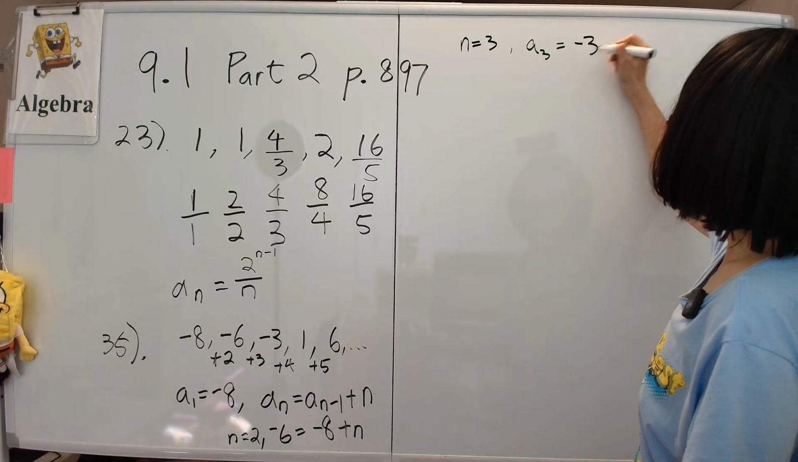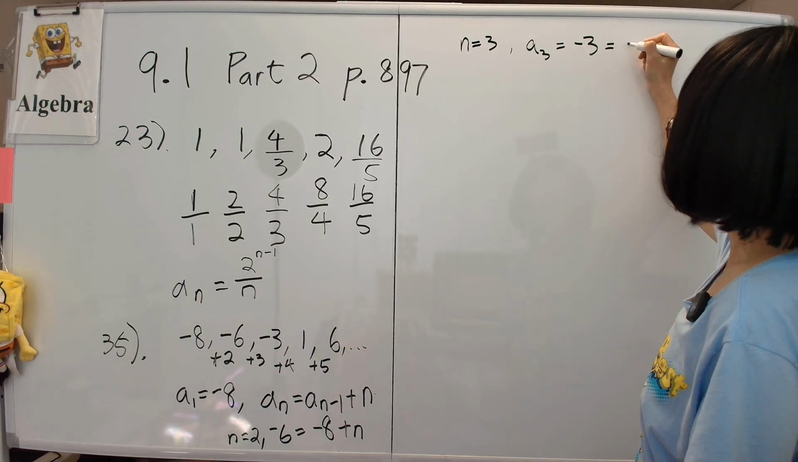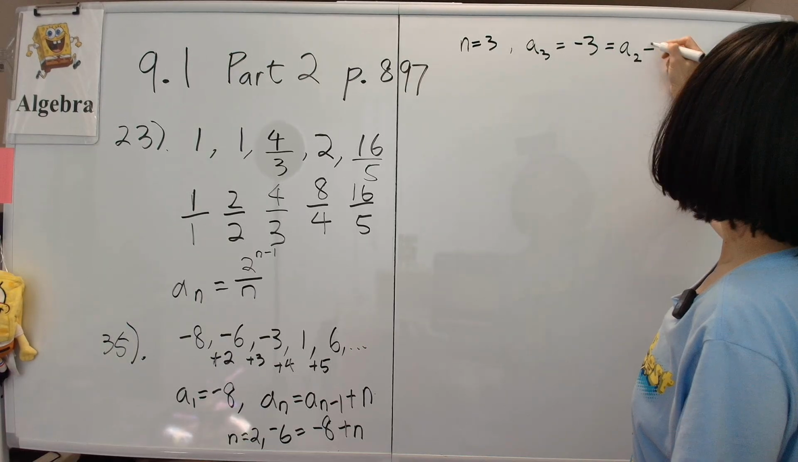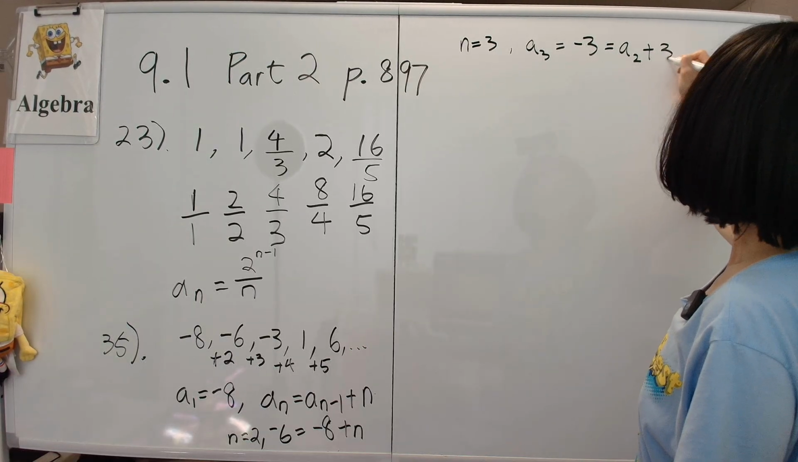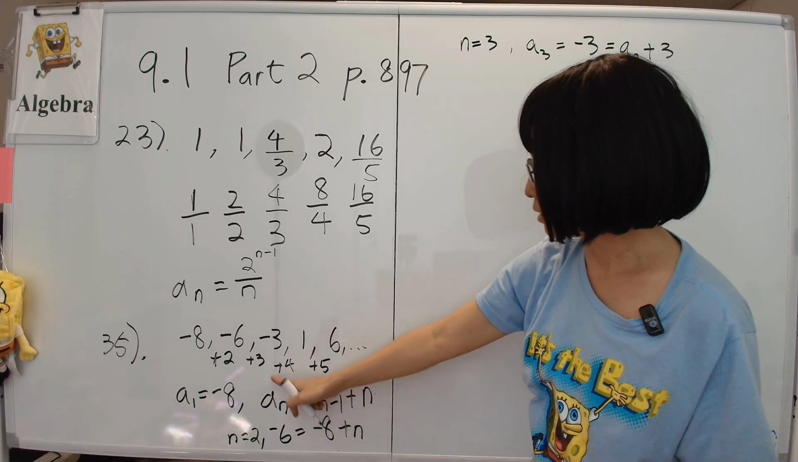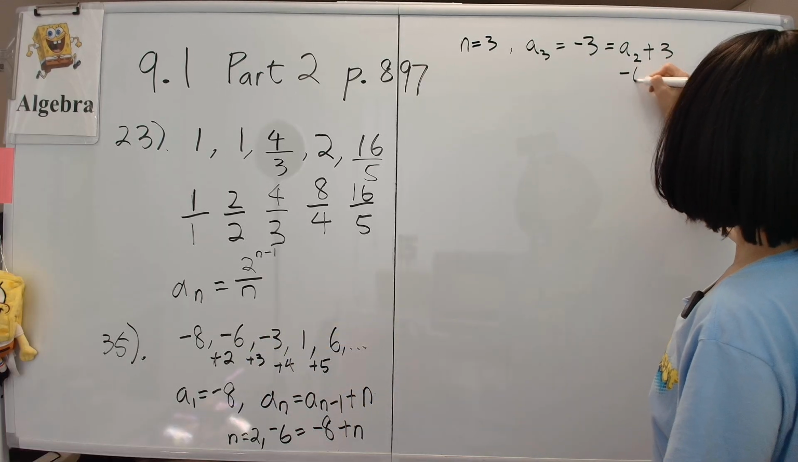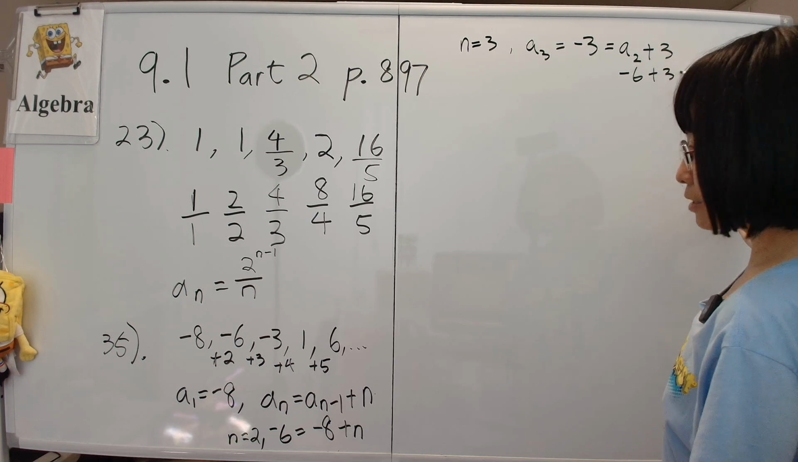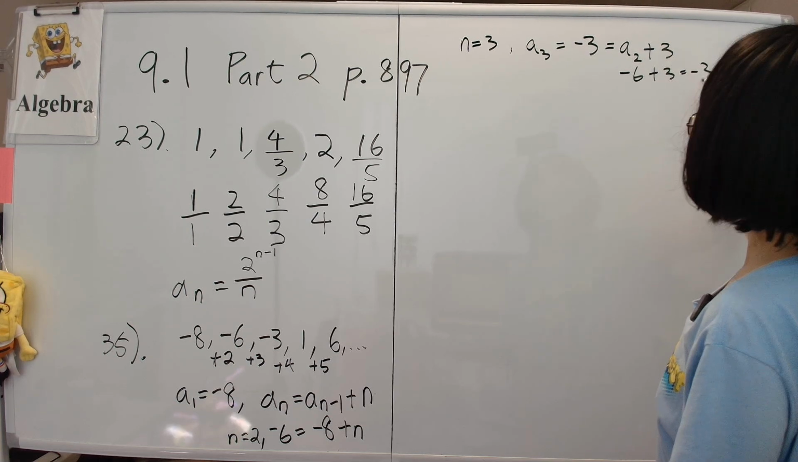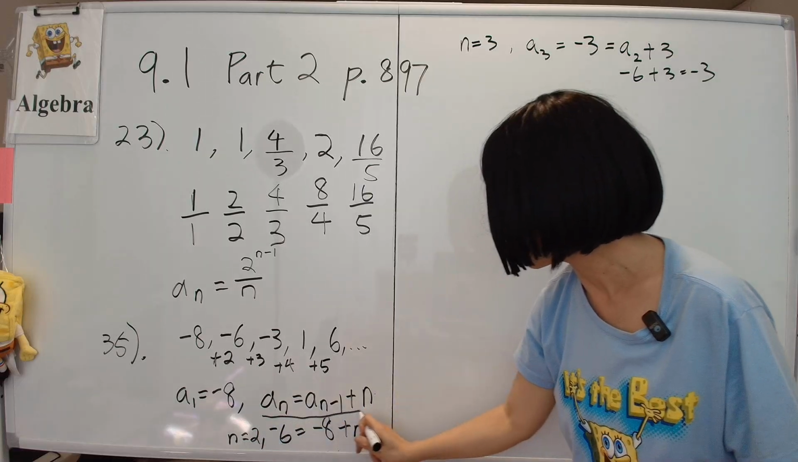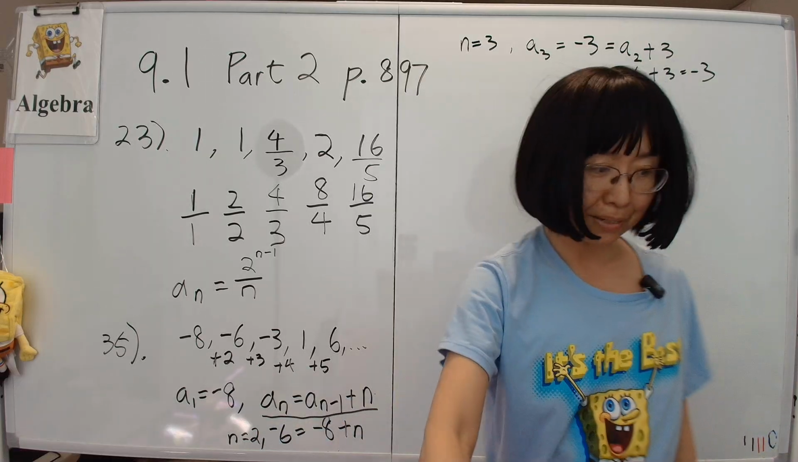And minus 3, that should be equal to a2, a2 plus 3. Okay? And a2 is minus 6, which is minus 6 plus 3, is equal to minus 3. See, it does check out. So this formula right here should be our answer. Okay, so let me check.